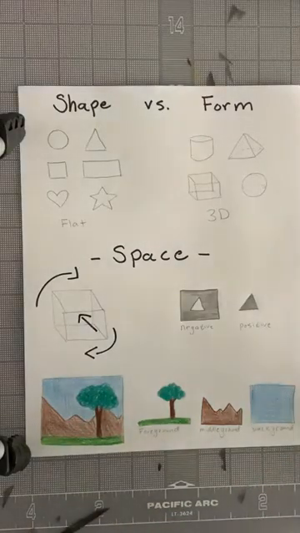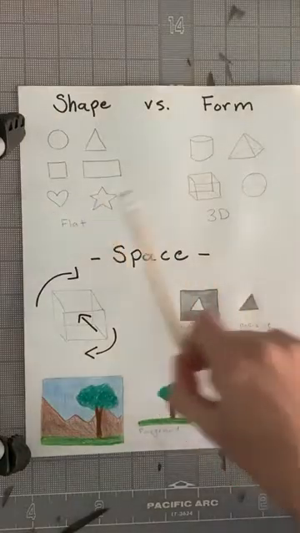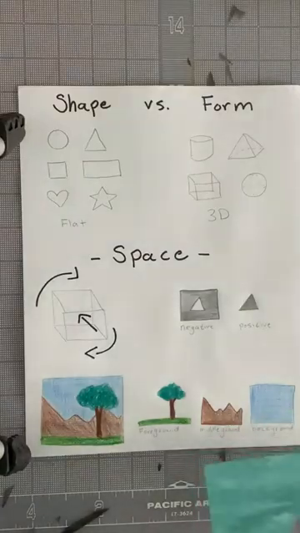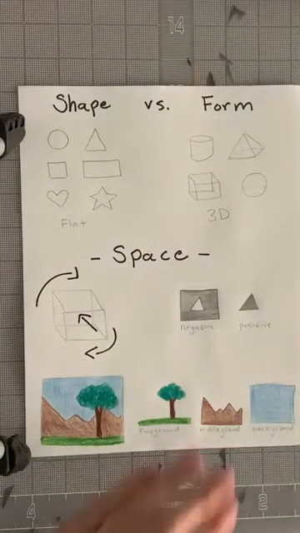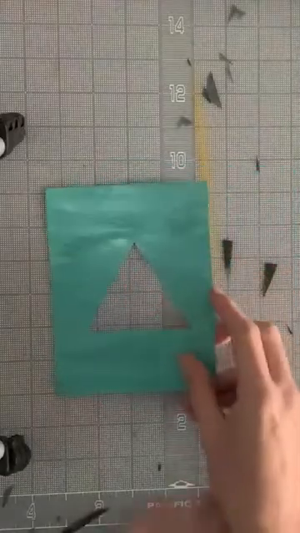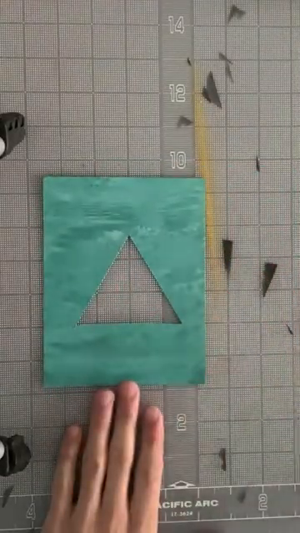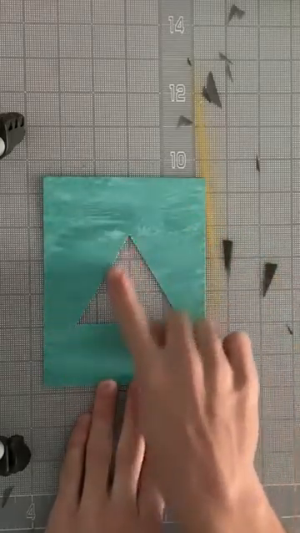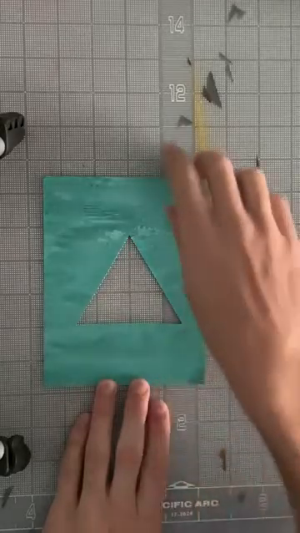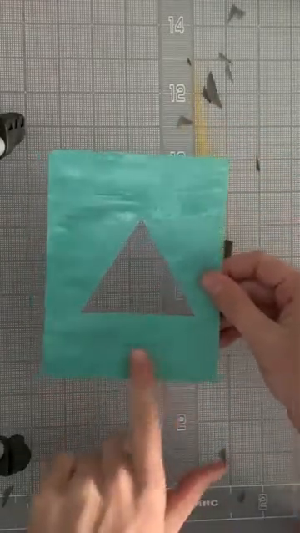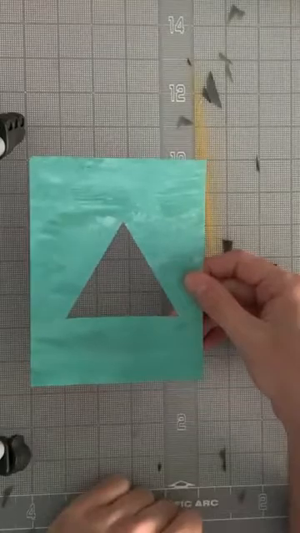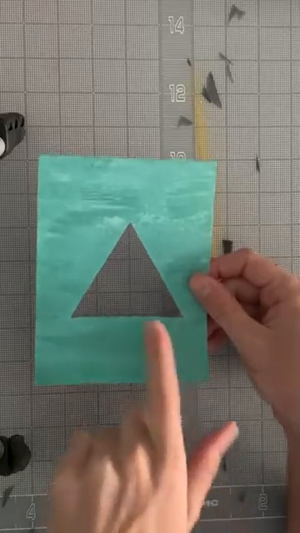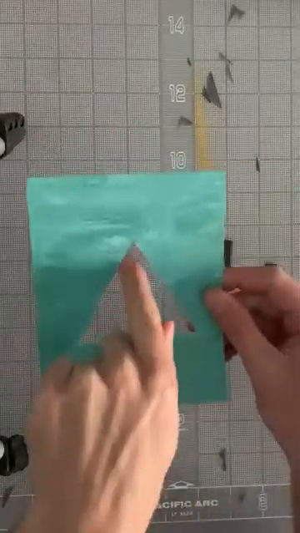Now let's look at how space works with 2D, how it might work with our flat shapes or with our drawings. So if we look at this piece of paper that I cut out right here, okay? If we look at this, you see the beautiful blue paper, and I cut out a triangle. The actual paper that you see, that is what we call negative space. That is negative space because this stands out.